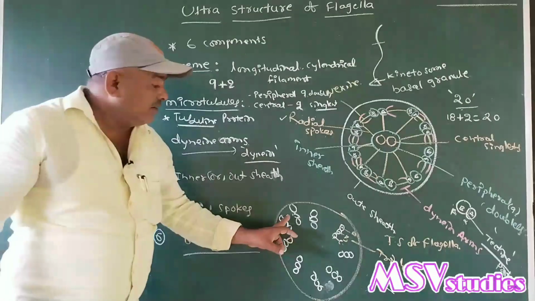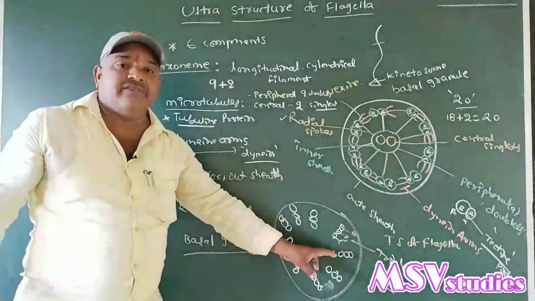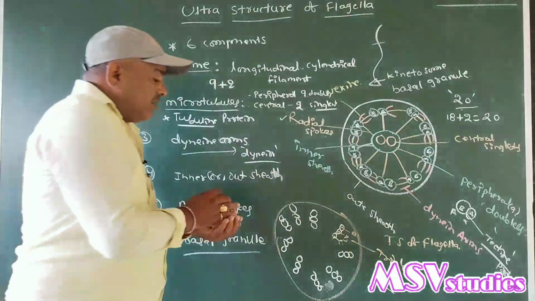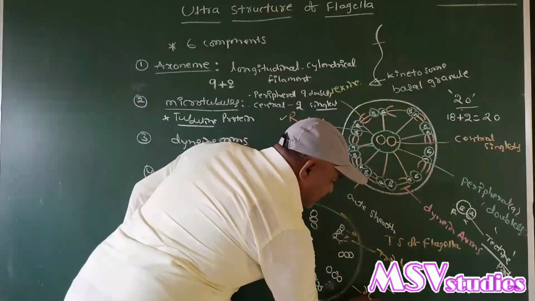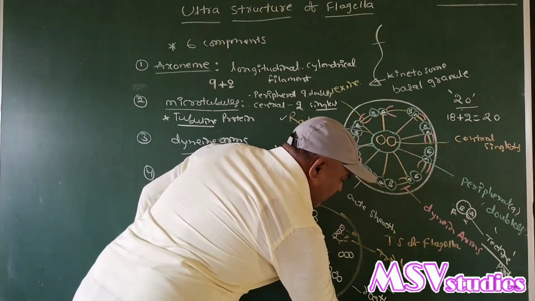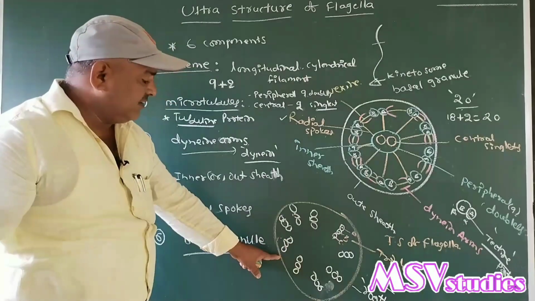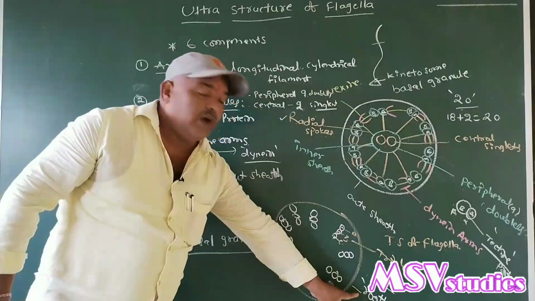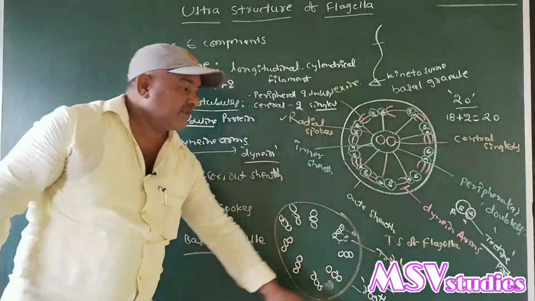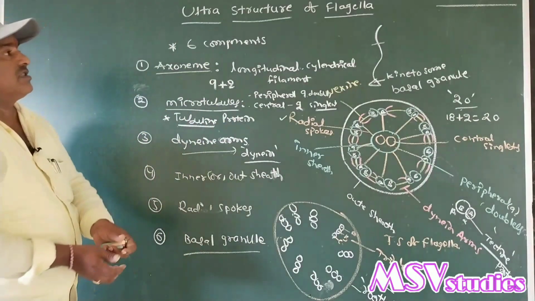These triplets connect with the plasma membrane. They are called rootlets. The triplets connect with the plasma membrane by the rootlets. So this is the outer structure of flagella.